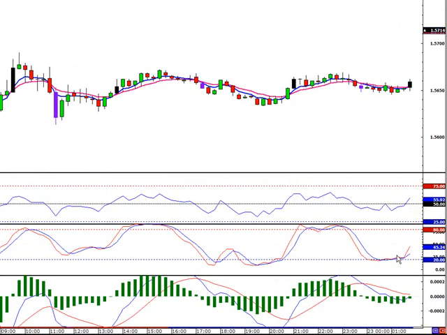RSI is above 50, stochastics are trending up. MACD is negative and gaining value. This is a valid entry. It closes at 2. Our news event is until 8:30, so we have plenty of time to trade.